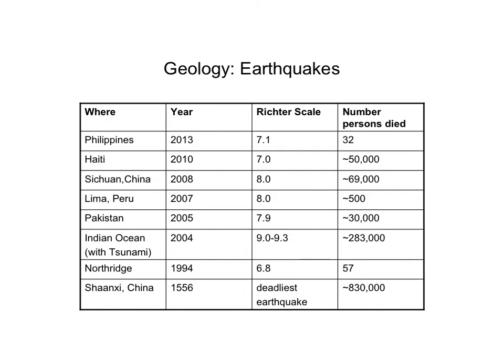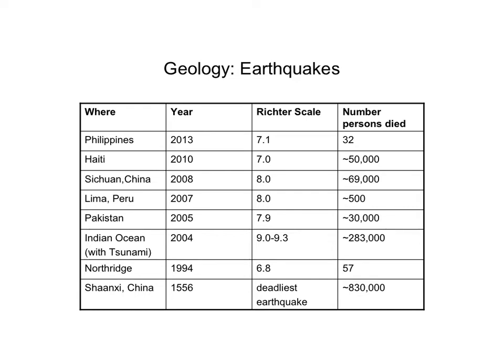Sichuan, China, in 2008, 8.0, that's huge on the Richter scale. Approximately 69,000 people died. In Peru, the year before, 2007, you can see another 8.0. I do remember this one in Pakistan in 2005, also around an 8.0, 7.9, 8.0, 30,000 people died.